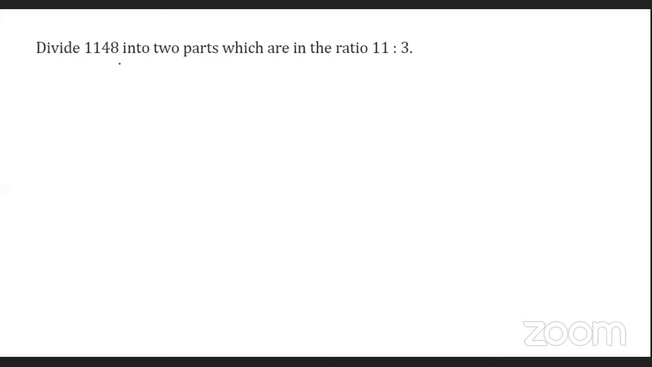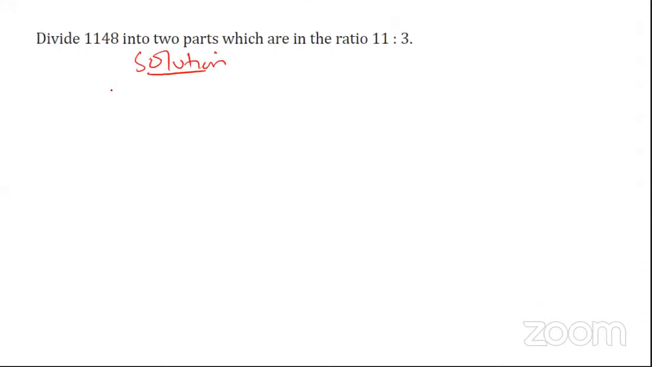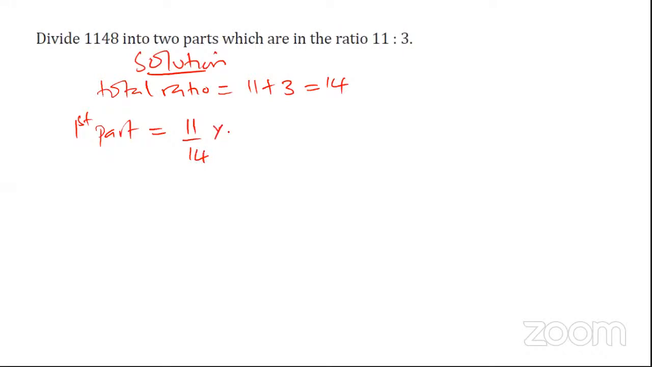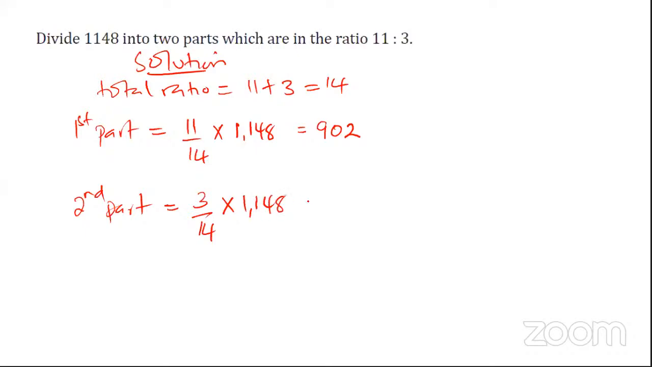I first got the total ratio, 11 plus 3. I got 14. Total ratio is 11 plus 3, which is 14. I got the first part is equal to 11 out of 14 times 1,148. We divide, and I got 902. The second part, 3 out of 14 times 1,148. I got 246. 246. Okay. Thank you, Michael.